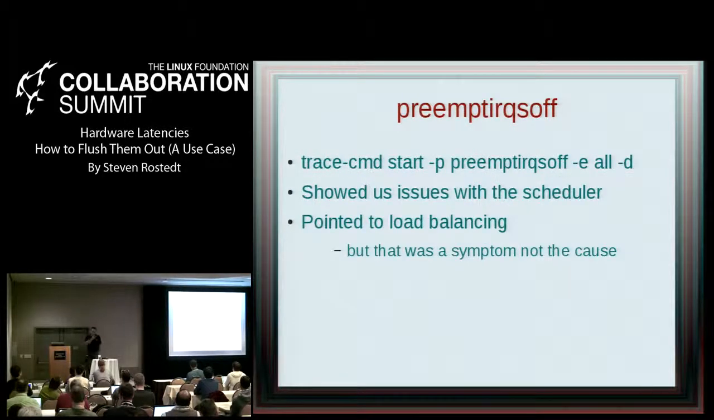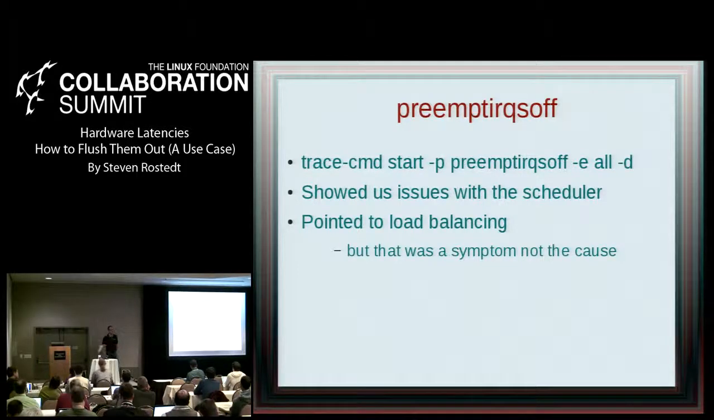So I started with the preempt IRQs off, which is the same thing. I did the dash E all. But it was pointing to problems in our scheduler. It said, hey, your scheduler's having issues. I'm like, really? So the RQ lock was being held for some long times. I'm like, oh, we have problems here.